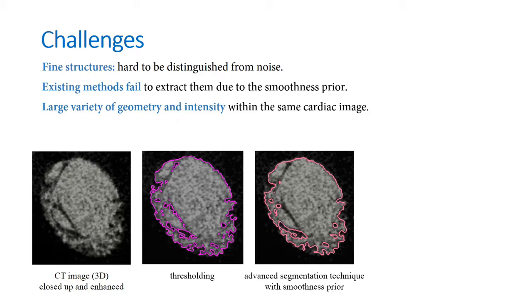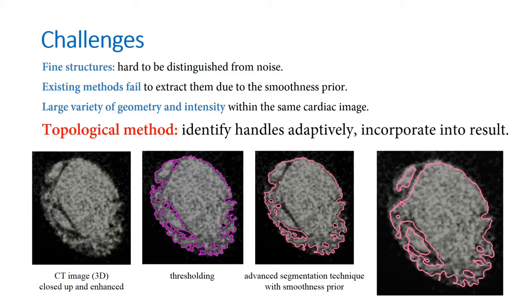State-of-the-art segmentation methods usually employ a smoothness prior, which enforces the final result to be globally smooth. However, such prior smooths out both noise and trabeculae. Designing methods specifically targeting these structures is difficult because of a large variety of geometry and intensity. We need a method that can detect these structures in an adaptive way. In this work, we demonstrate a topological method which is able to identify trabeculae handles adaptively. Then we just incorporate these handles into the final segmentation results.